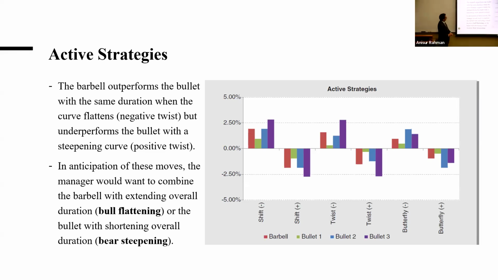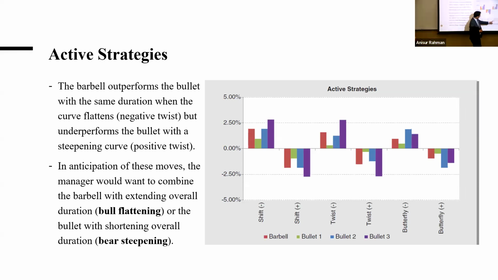The barbell outperforms the bullet with the same duration when the curve flattens. Negative twist. Here, we are talking about twist now. And why? Because barbell has exposure to the longer term bond. Isn't that right? Because it is a weighted average of short and long.